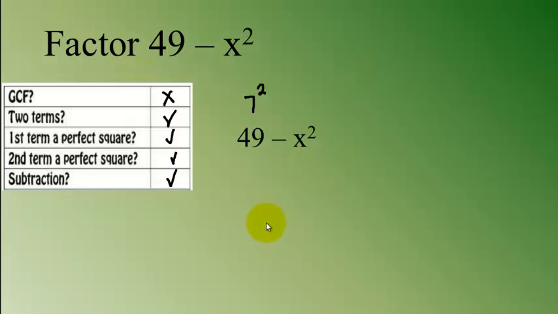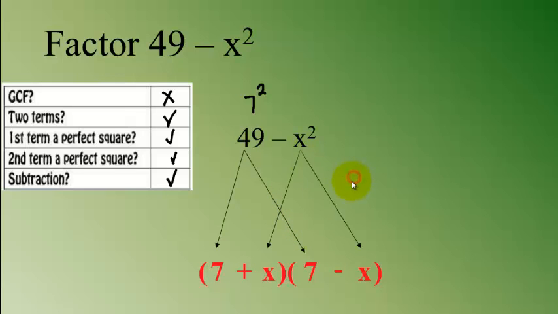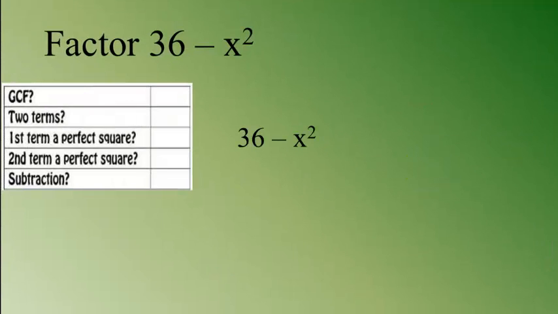The factors will look like this. So the first term in each factor will be 7, and the second term in each factor will be x. Next example, 36 minus x squared.